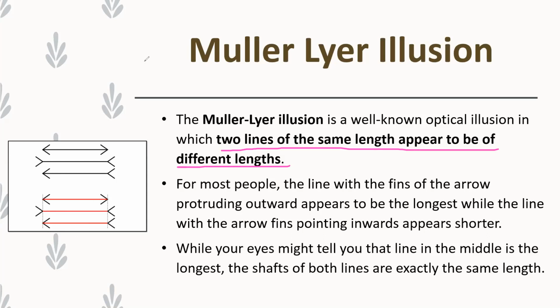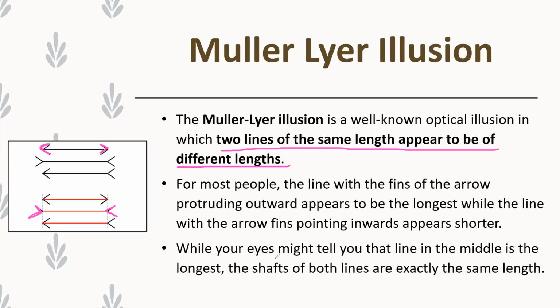Now, for most people, when this one's wings or fins point outwards, it gives you the illusion that it is longer than it actually is. That is the explanation behind why people are fooled into thinking the second line is longer, whereas the arrows that point inwards limit the extension of the line. They limit how much the line can spread out, and so it gives the illusion that it is shorter.